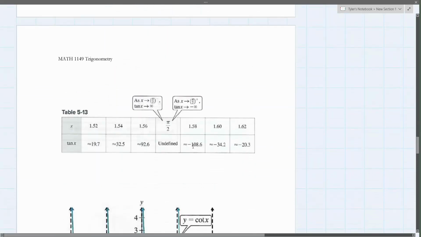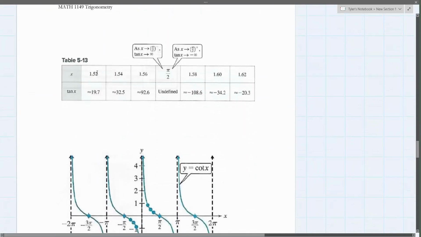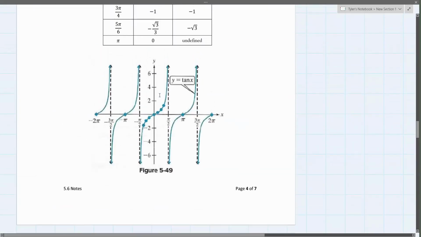So then here is a table, and it's wanting us to pay particular attention to this wording. As x approaches pi over 2 from the left, that negative sign here means from the left, the output of tangent of x approaches infinity. And then as we approach pi over 2 from the right, that plus sign means from the right, tangent of x approaches negative infinity.